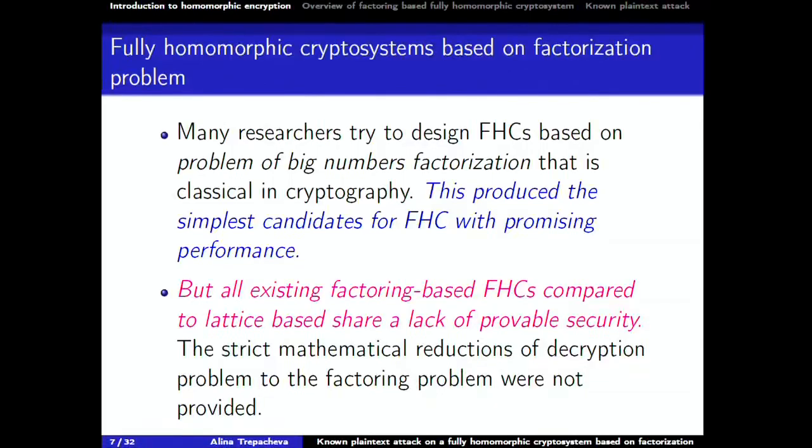So many researchers try to propose some alternative fully homomorphic cryptosystem, and the main direction here is to try to construct a fully homomorphic cryptosystem based on the problem of big number factorization, which is studied very well. It is classical in cryptography and is known to be hard to solve. In fact, today there are several factoring-based fully homomorphic cryptosystems, and they are simple and more efficient than Gentry-style cryptosystems, but there is a problem with security, because for many of them the authors didn't strictly prove the reduction that breaking the cryptosystem is not easier than factorizing the big number that is used in the cryptosystem.